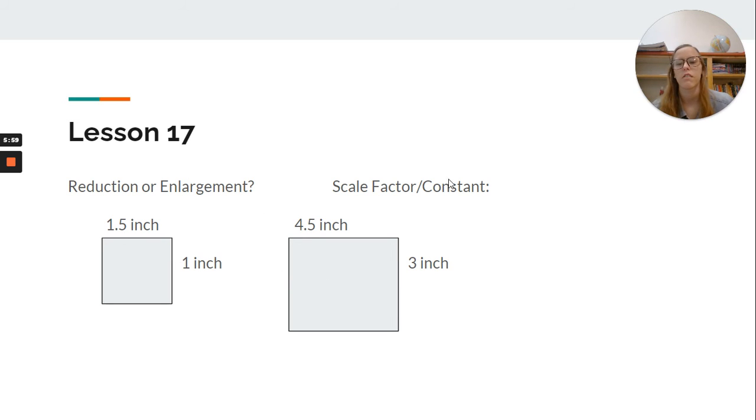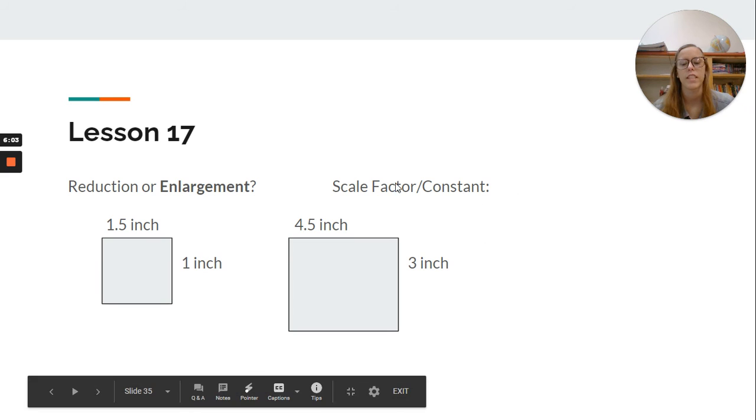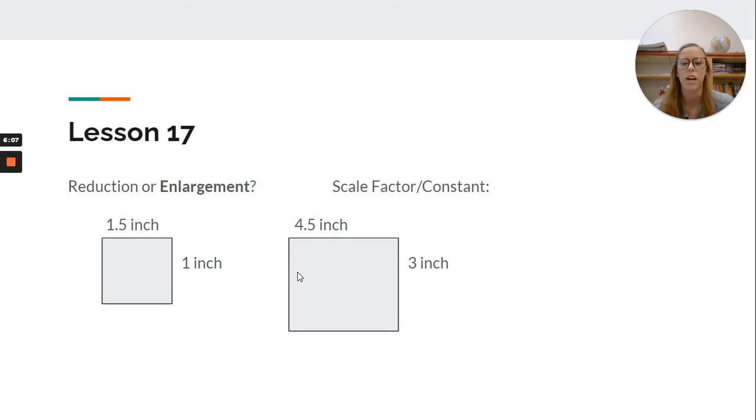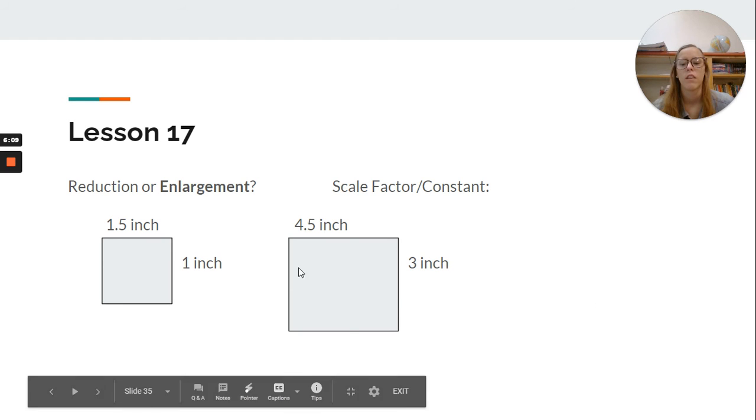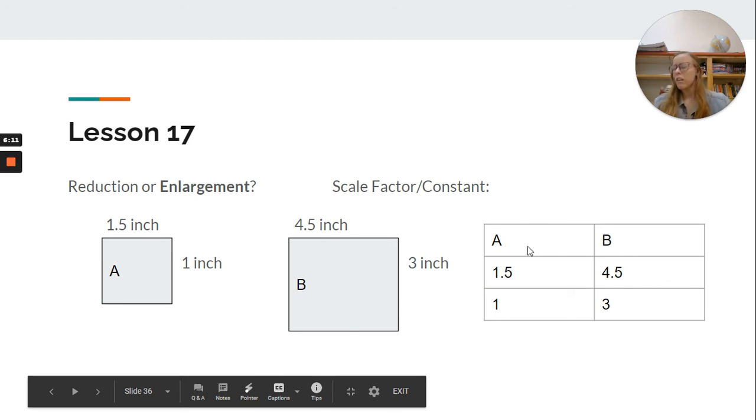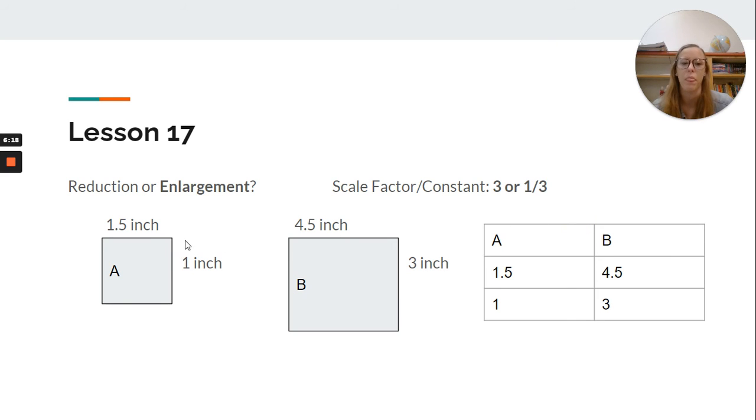17. First, is it a reduction or enlargement? Small to big is an enlargement. Then we're looking to find the scale factor or the constant of proportionality. So we go from 1.5 to 4.5 and 1 to 3. So we multiply, excuse me, we multiply by 3, or if we would go from here to here, we'd go by 1/3.